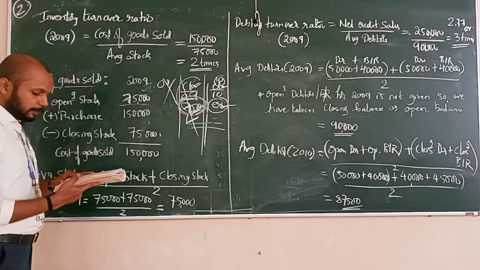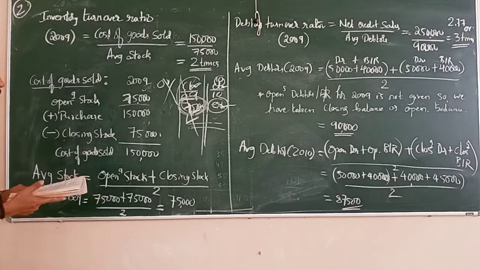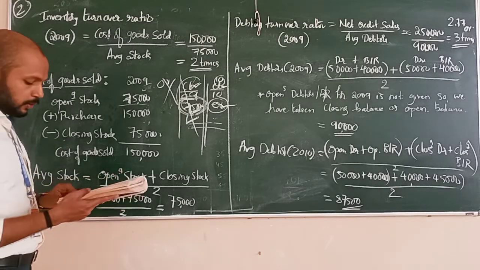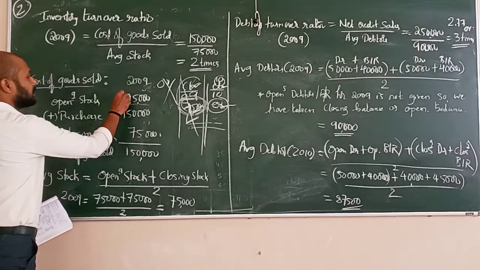So what do I do? Opening stock, that means the stocks provided in the question, look at 2009. They have written stock 75,000, and 2010 1 lakh. So stock 75,000 itself I have taken as what?